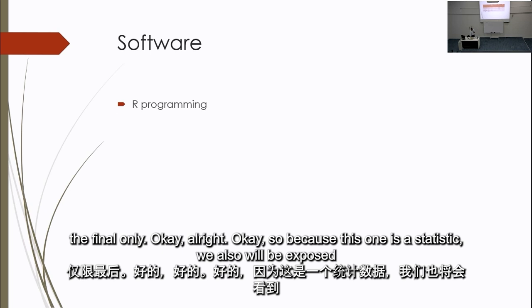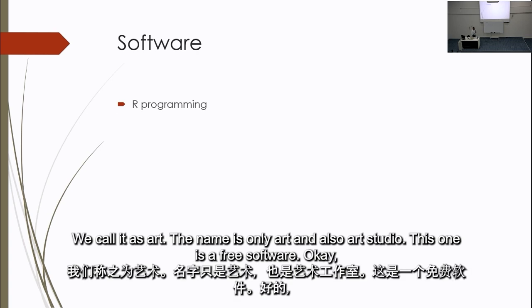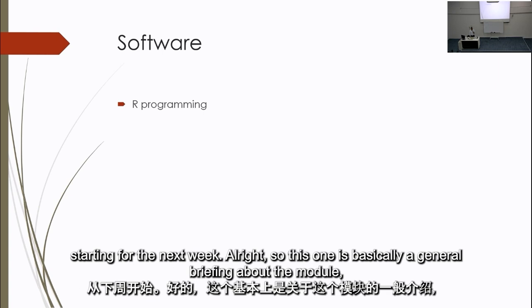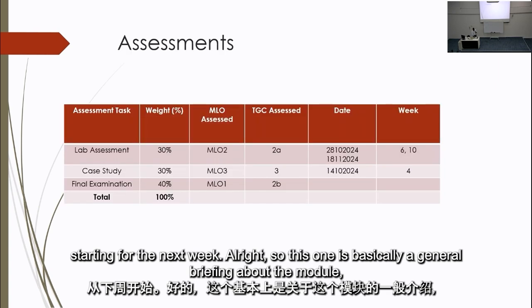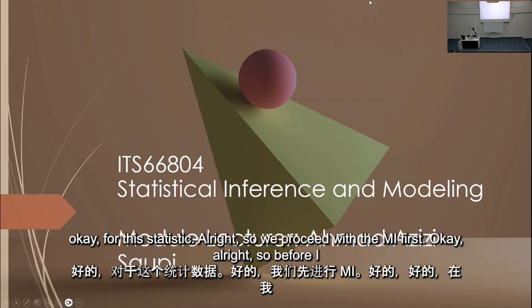Because this is a statistics module, we will also be exposed to R programming. For this statistics module, we will use the R software and also RStudio. We call it R. The name is only R, and also RStudio. This is free software. You can download it, or maybe next week we will do the installation on your computer, starting next week. So this is basically a general briefing about the module, for this statistics module.